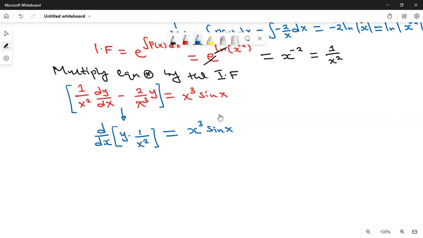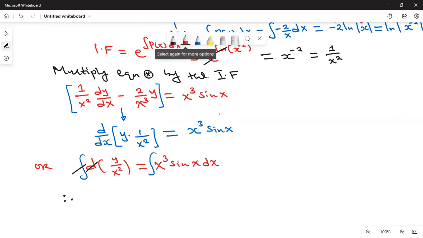If you cross multiply by dx, this is what you're going to get: dy over x squared is equal to x cubed sine x dx. Now you need to integrate both sides. You integrate this, you also integrate this. And you know, integral and derivative are inverses of each other. So what we have on the left-hand side is simply y over x squared.